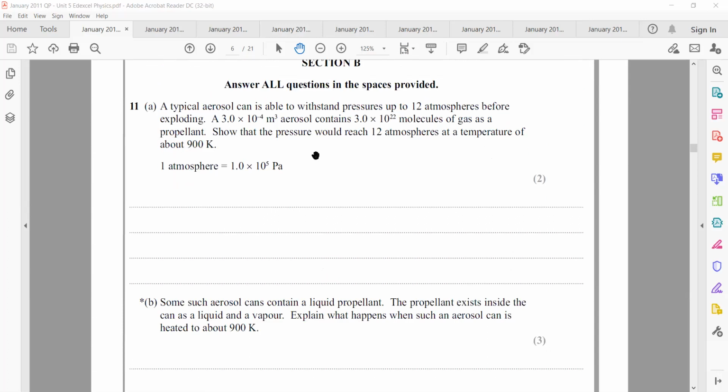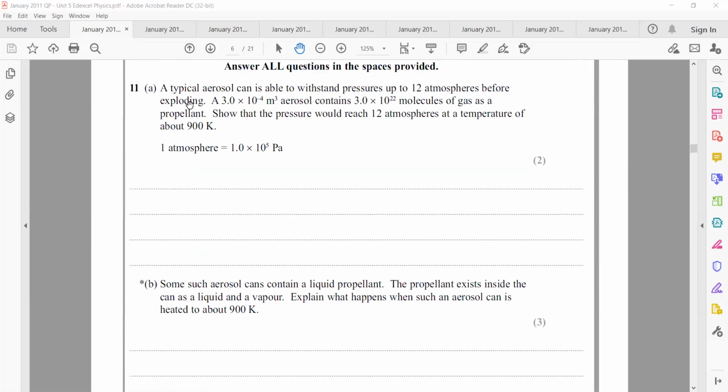In this question, a typical aerosol can is able to withstand a pressure up to 12 atmospheres before exploding. A 3 × 10^-4 m³ aerosol contains 3 × 10^22 molecules of a gas as a propellant. Show that the pressure would reach 12 atmospheres at a temperature of about 900 Kelvin. 1 atm is equal to 1 × 10^5 Pascal.